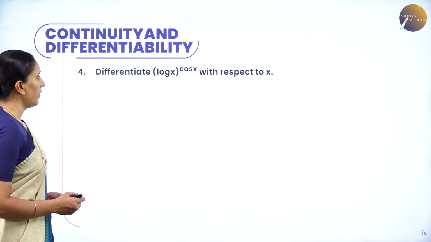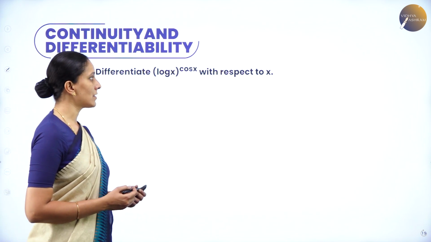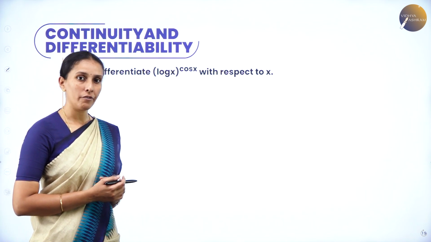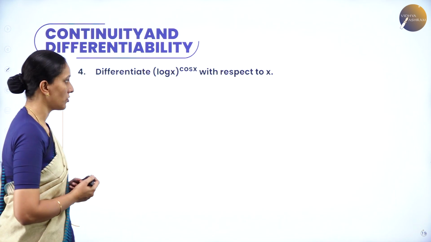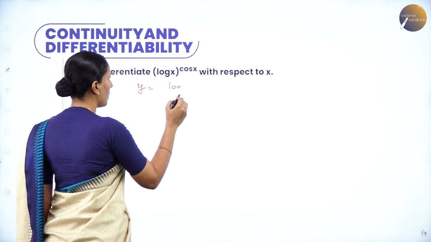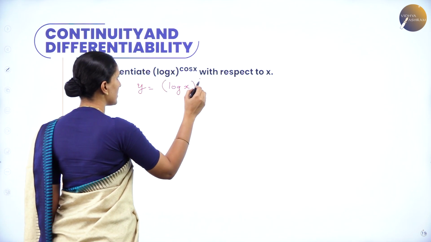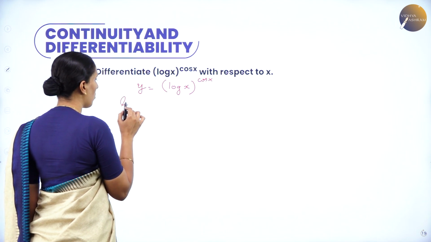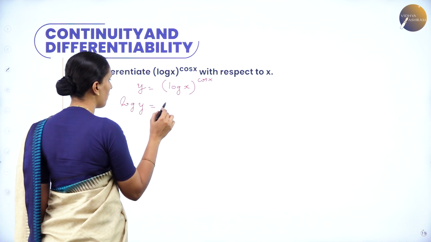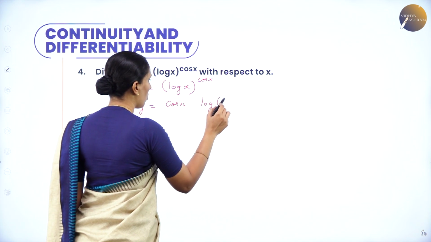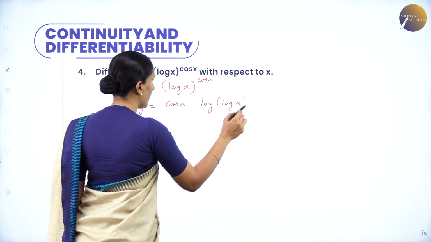Next question. Differentiate log x to the power cos x with respect to x. So we have the exponential function. We'll use the logarithmic function on both sides. So let us consider y is equal to log x to the power cos x. So then here applying log on both sides, we'll get log y is equal to cos x into log of log x. Now we'll derive this.